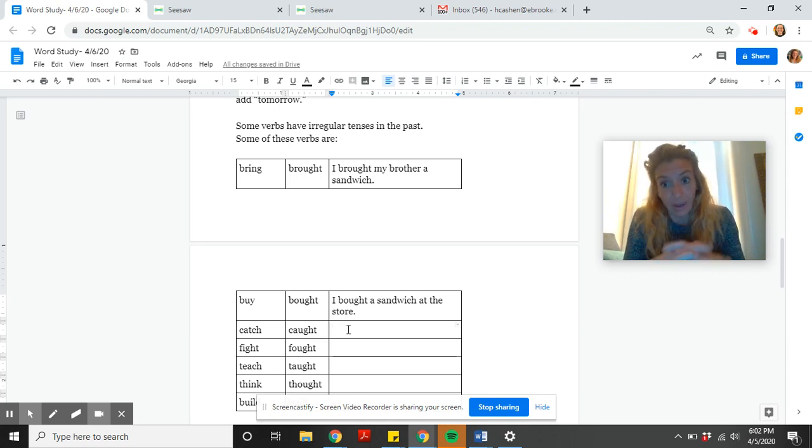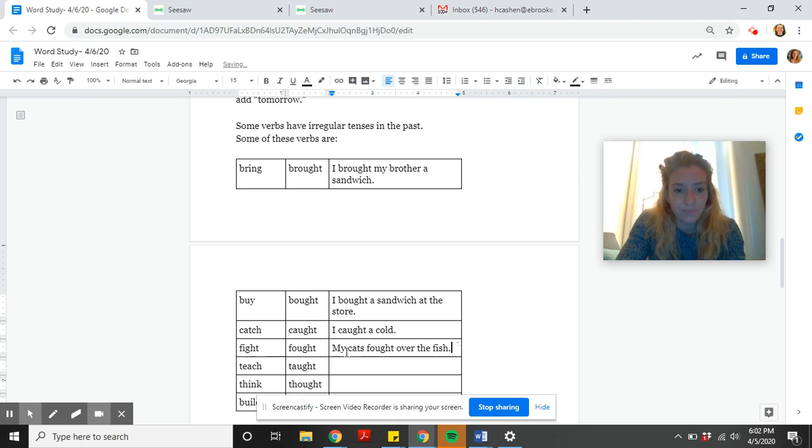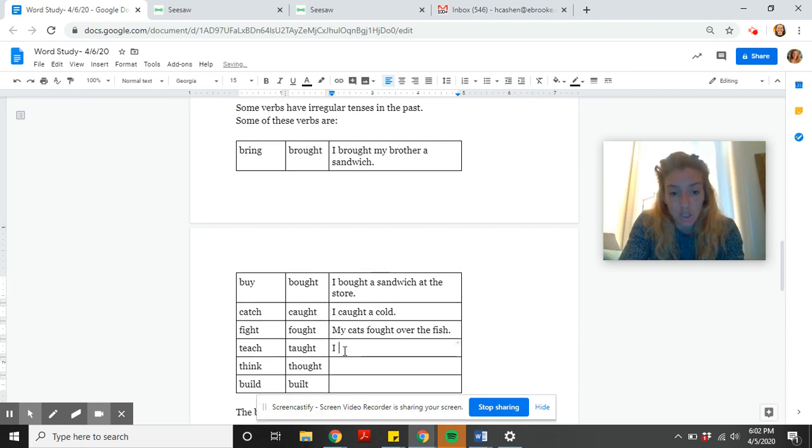Now, if I were you, I'd be writing these down on your piece of paper because it's easier to remember them, and I'll teach you a little song to help you out afterwards. The past tense of catch is caught. I caught the flu. I caught a cold. The past tense of fight is fought. My cats fought over the fish. Past tense of teach is taught. I taught her last year.